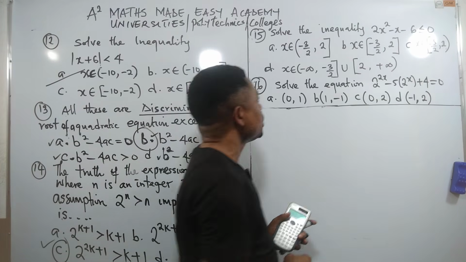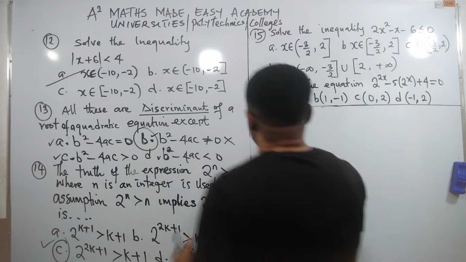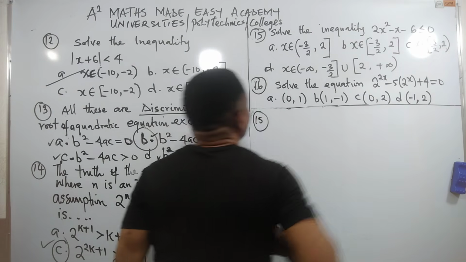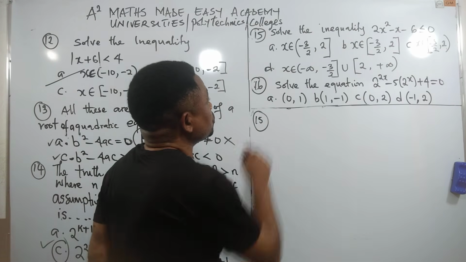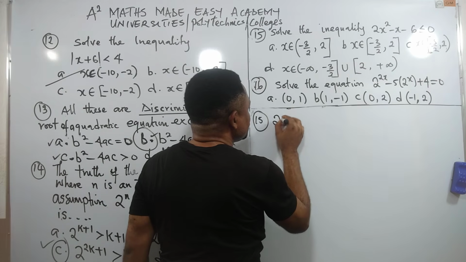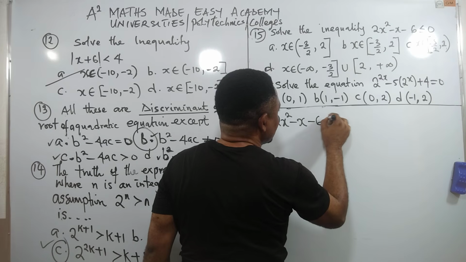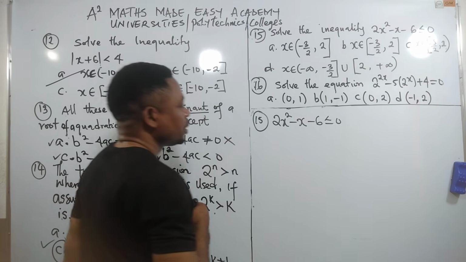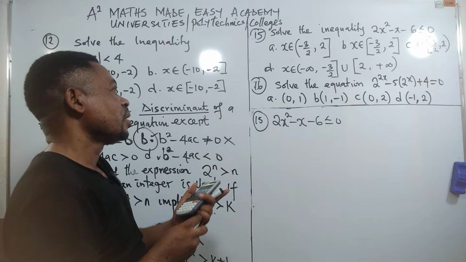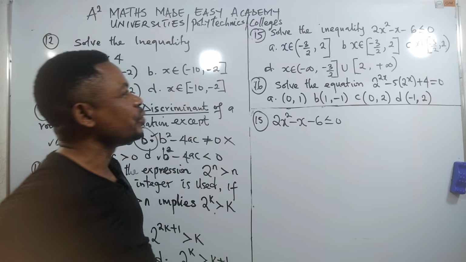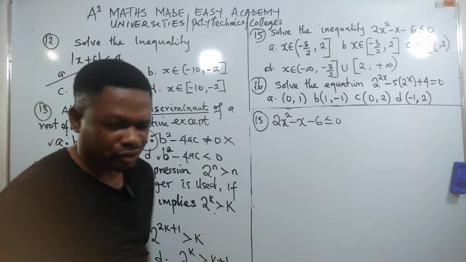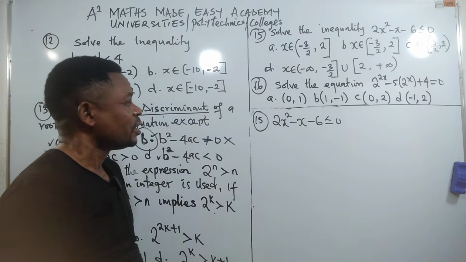Well, let's continue. Now, this particular one is number 15. I want you to observe something here now. The question says we should solve the inequality, which is 2x raised to power 2 minus x plus 6 greater than or equal to 0. Now, what we are going to do, look up. I don't need to struggle over it. I will use a calculator to solve this, and the answer will appear.